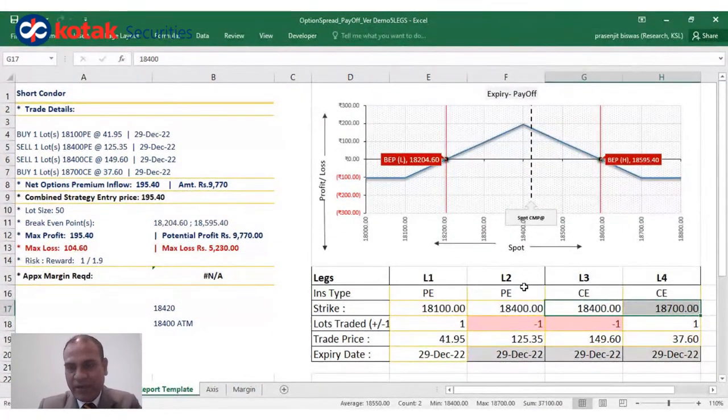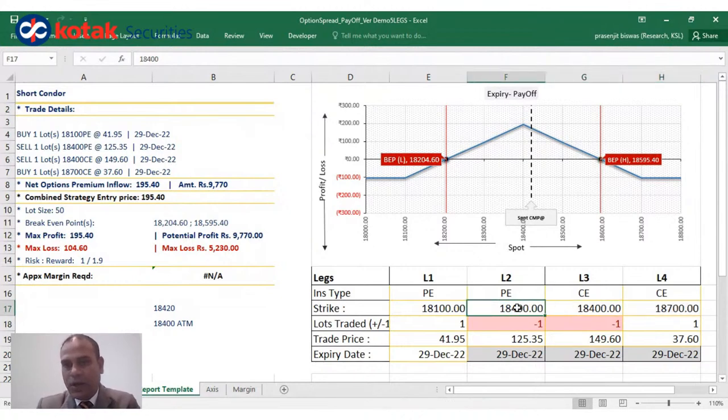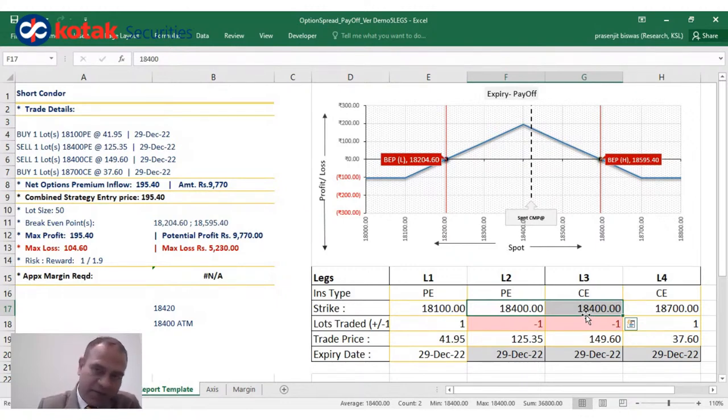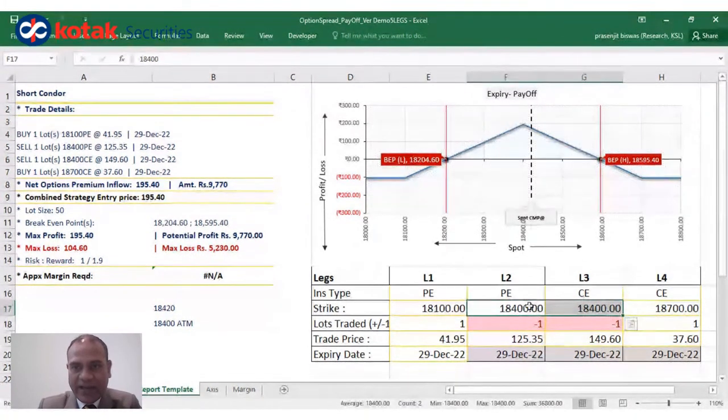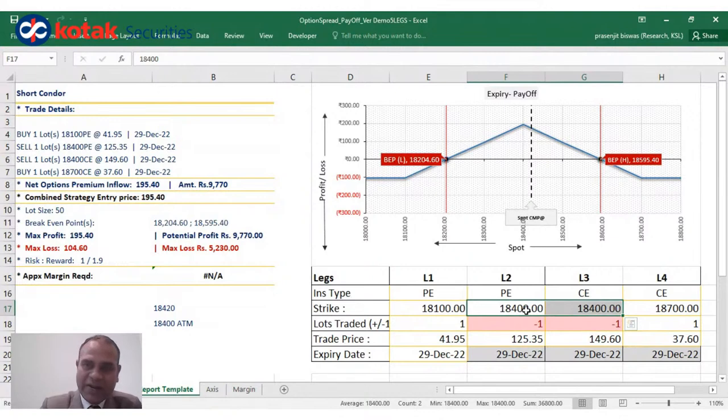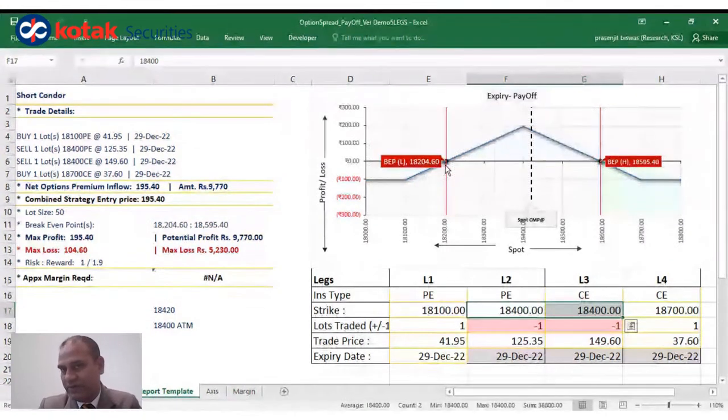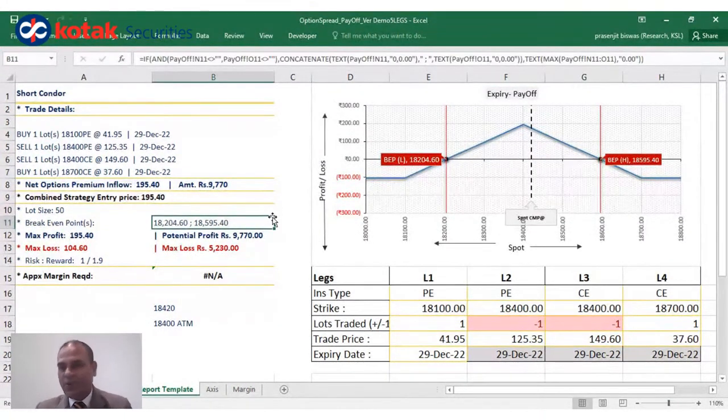And for the break-even, again, just repeating, to calculate the break-even, you pick the central strike price and you add the amount that you have received. So on the higher side, your break-even will be 18,400 plus 195, which makes it 18,595. And on the lower side, it will be 18,400 minus 195 rupees, which is 18,205, right? So this was all about short iron fly.